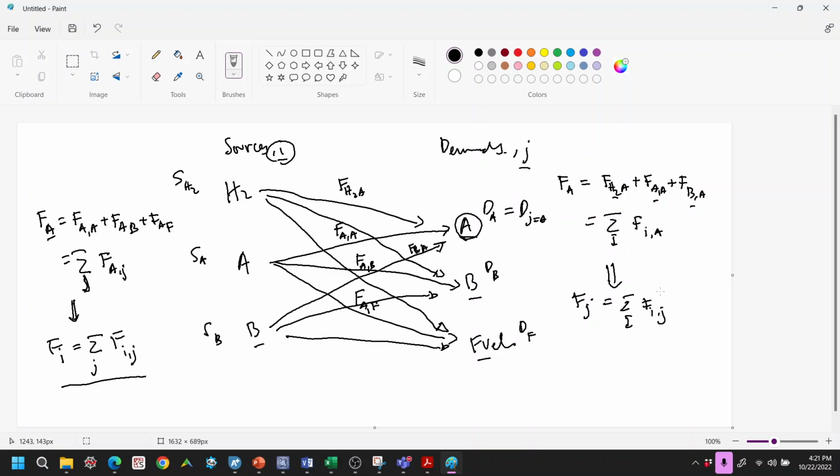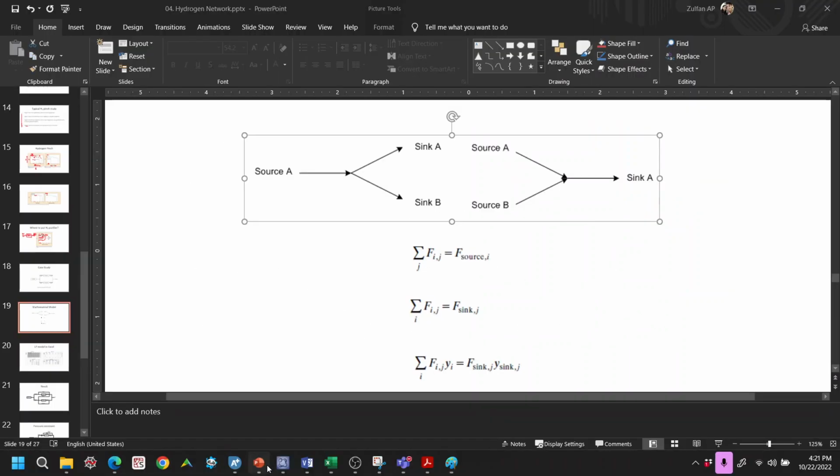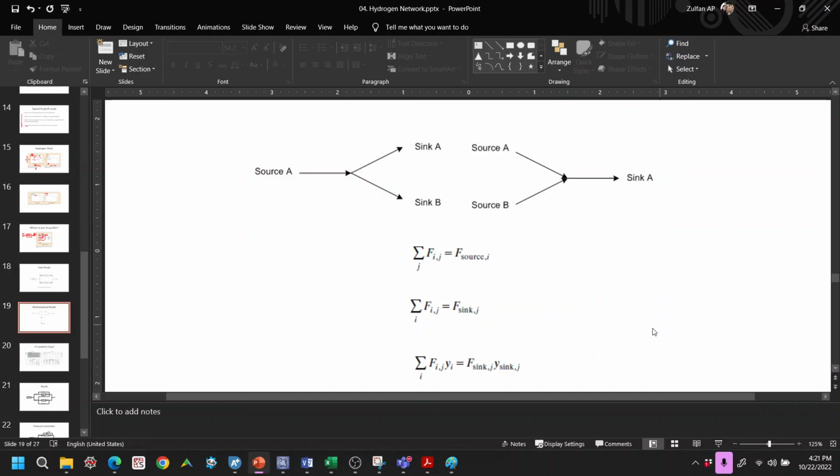Okay, so there are these two. This is what we call a source limitation or source mass balance, and then this is the sink mass balance or the demand mass balance. This is basically what is meant by these two. Now you understand, I hope. This one and that one.